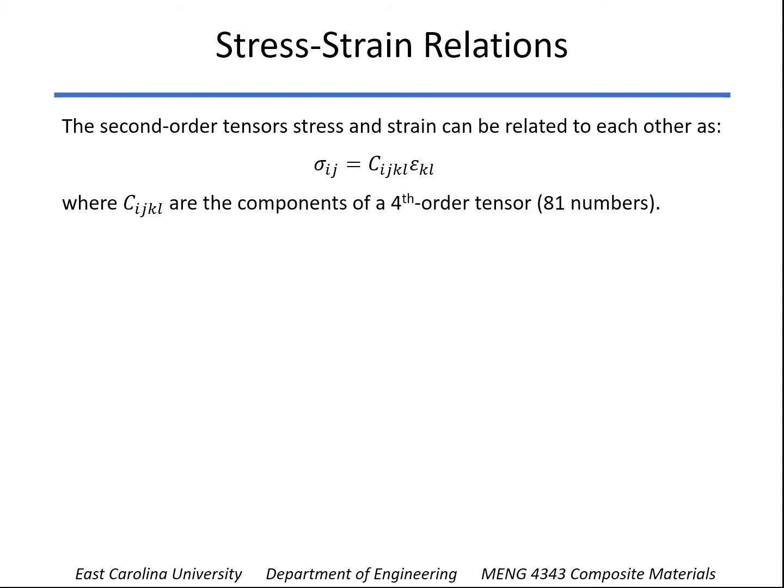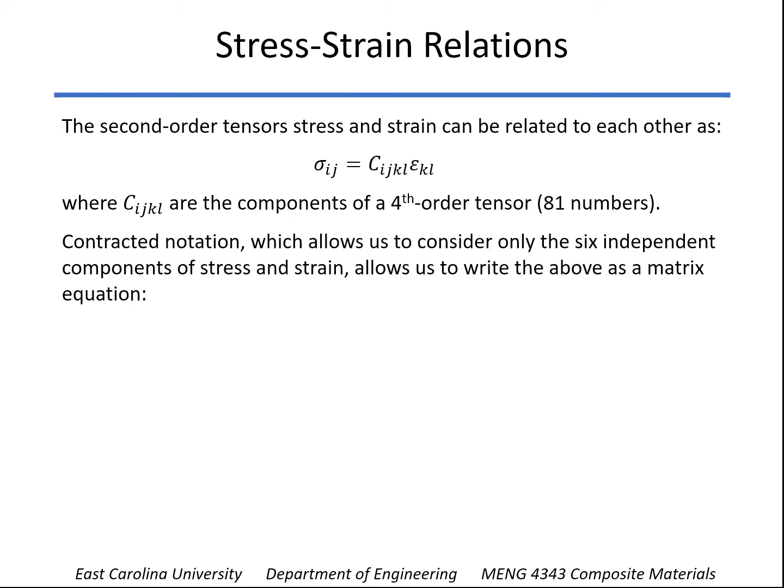In other words, there could be up to 81 numbers there. Well, of course, a lot of those would be zero, but that's a lot of numbers. So one of the advantages of using contracted notation, where we said instead of 9 quantities of stress and strain, is that there are only 6 independent components. And so we wrote those such that the stress and strains can be defined by sigma I and epsilon I, where I goes from 1 to 6.